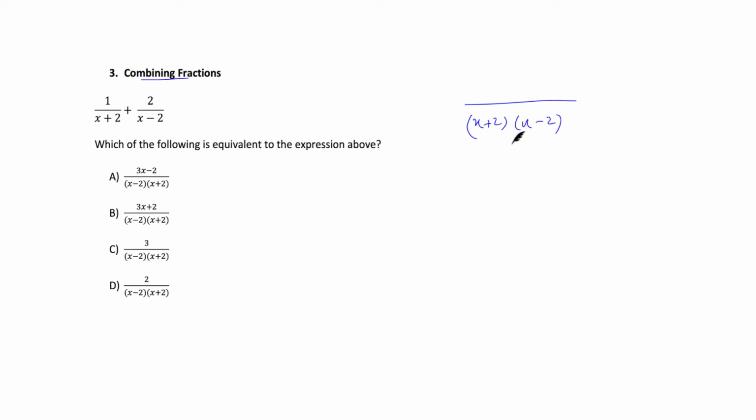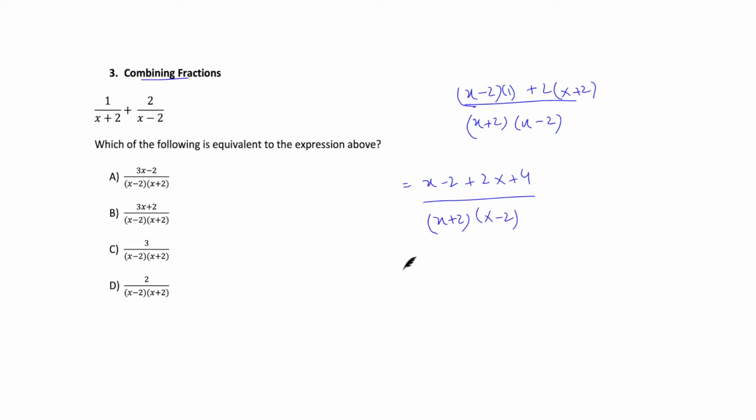Let's now do our math. So x plus 2 and x plus 2 cancels out. So we are left with this denominator. This will be multiplied with 1, x minus 2 into 1 plus 2 into x plus 2. That's it. You just open this up and you will get your answer. So we have x minus 2 plus 2x plus 4 over x plus 2 into x minus 2.